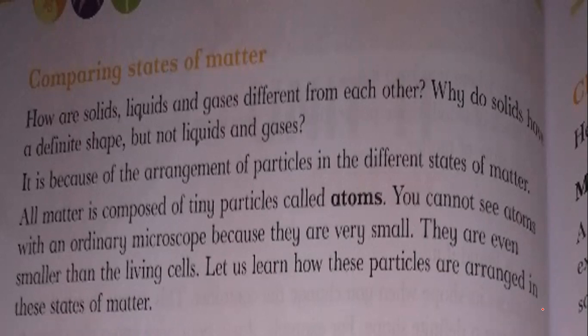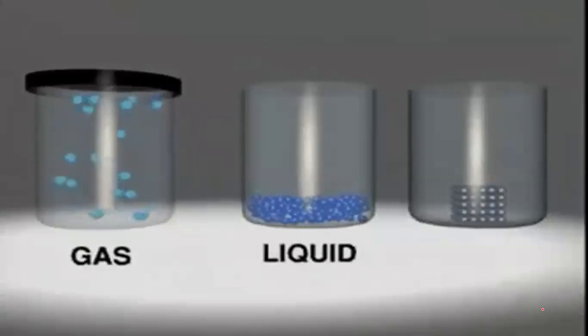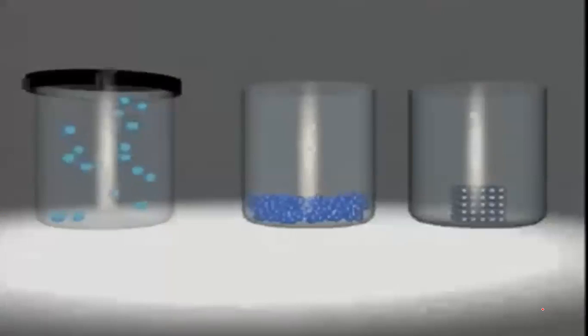All matter is composed of tiny particles called atoms. You cannot see atoms with an ordinary microscope because they are very small. They are even smaller than living cells. Let us learn how these particles are arranged in these states of matter. The main thing in solids, liquids, and gases is their particles.